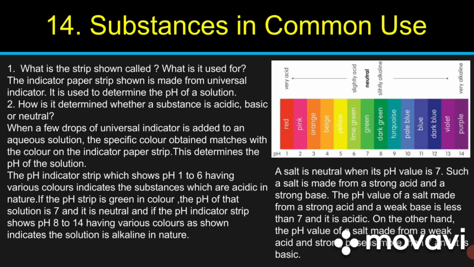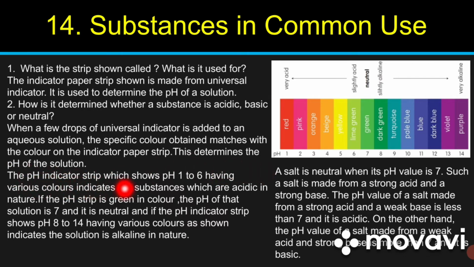What is the strip shown called? What is it used for? The indicator paper strip shown is made from universal indicator. It is used to determine the pH of a solution. How is it determined whether a substance is acidic, basic, or neutral? When a few drops of universal indicator are added to an aqueous solution, the specific color obtained is matched with the color on the indicator paper strip. This determines the pH of the solution.